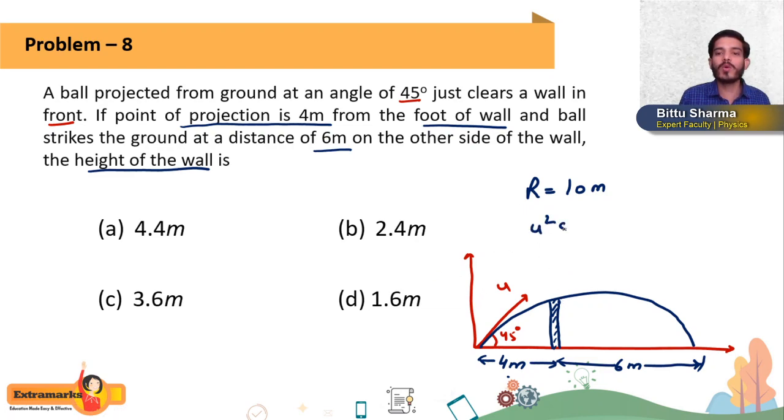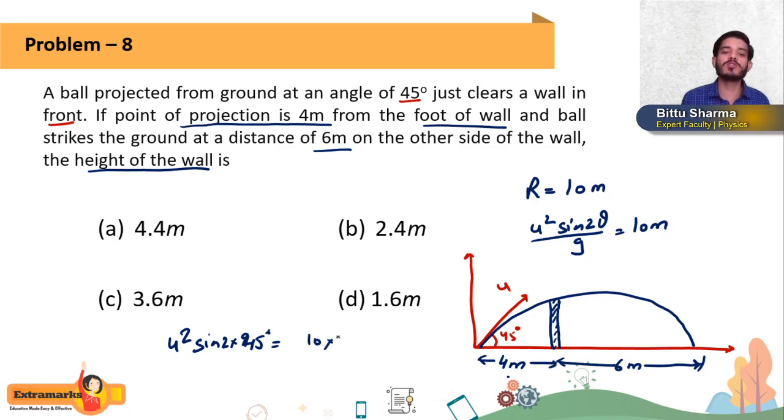Formula of range is u square sin 2 theta by g is equal to 10 meter. I hope you are getting. Now theta how much is given? Theta is 45 degree. So it will be u square sin 2 into 45 is equal to 10 into g.